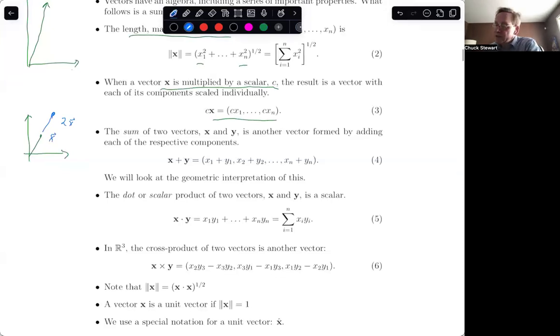The sum of two vectors, x and y, is another vector formed by adding the components. And you can envision a picture of that as well. So if we have one vector here and another vector there, the addition of the vectors is achieved by taking this vector and adding it to there. And then the result of adding the components is that vector there. So this is x plus y. If this is x and this is y, that is x plus y.